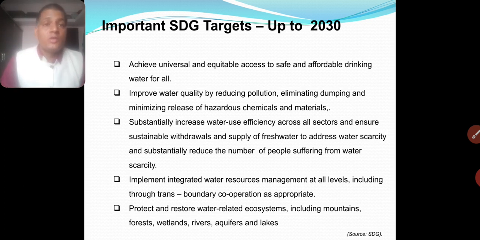Secondly, improve the water quality by reducing pollution. So you have to improve the quality of the resources through reduction of pollution, eliminating the dumping and minimizing the releases of hazardous material. Most of the cities as well as some industries are discharging their effluents or disposing their waste into the water bodies, or near the water bodies, and it contaminates the water resources. So that should not happen in that particular area, and for that you have to work on it. That is our second target.